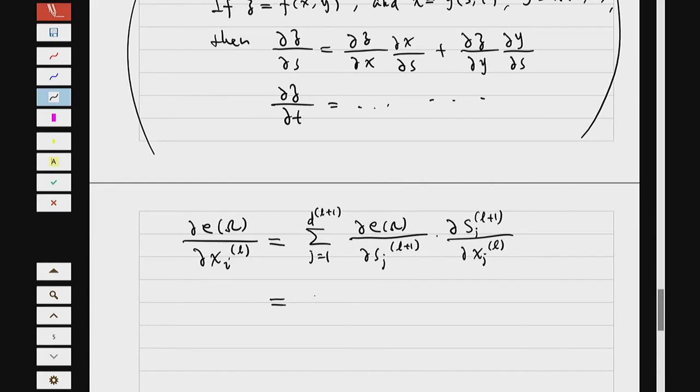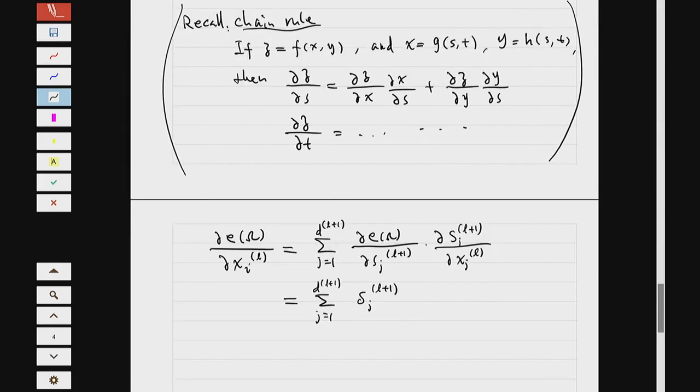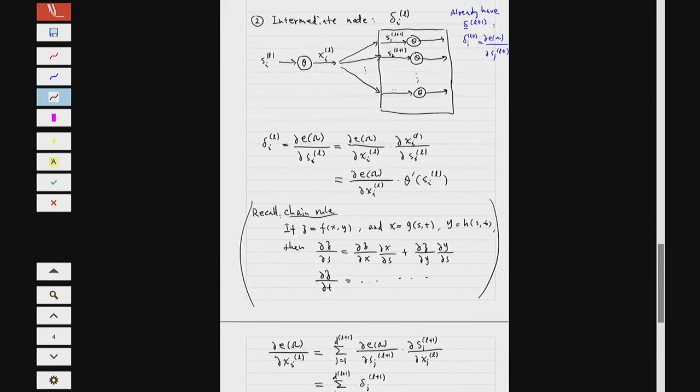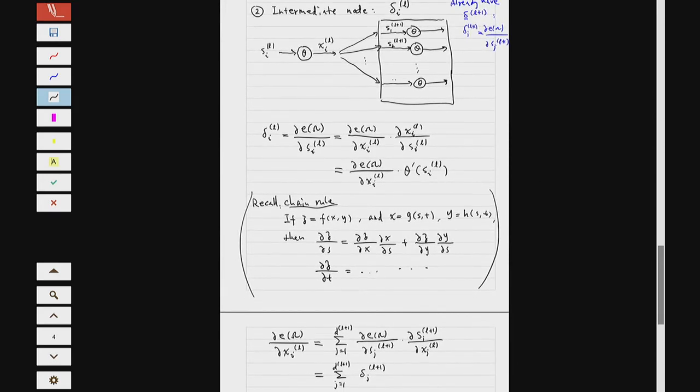But again, we are in luck because we already have the first term. This is simply delta j of L plus 1. We already have it from our backpropagation. How about the second term? Again, look at the picture. What is the relation between Xi and the S in the next layer? How do we find this derivative, given that picture there? It's simply Xi multiplied by the weight, right?